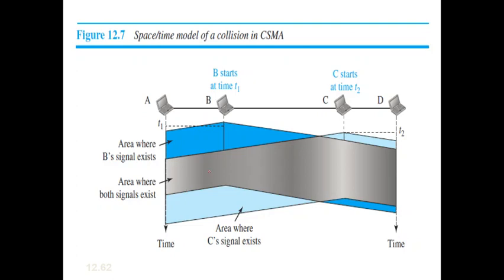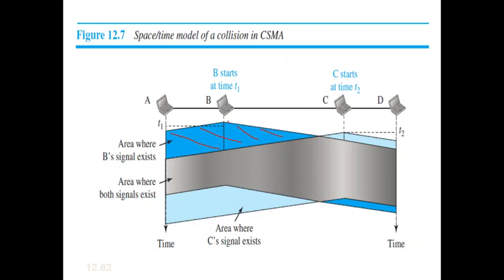If I consider this diagram, I'm considering four devices A, B, C, and D, which are connected to a single, that is the same, transmission medium. Consider at time t1, device B senses the medium, and it finds the medium is idle. That is why it transfers the data or frame. So now here we can see this is the frame which belongs to B.